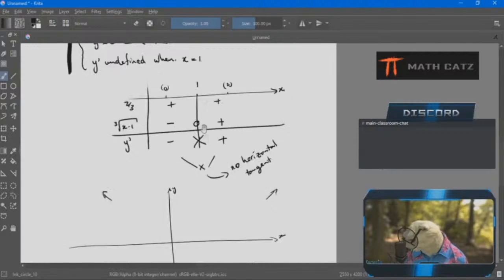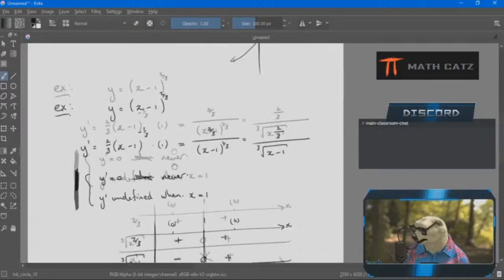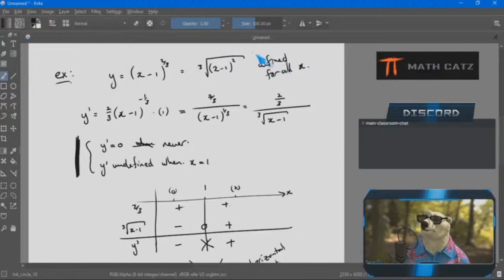I don't know where these lines are coming from. Y-intercept of 1. Let's put it over there. And obviously something is happening at 1. Something unpleasant is happening at 1. The derivative is undefined. Yet, because I can see this as the cube root of x minus 1 squared, cube root is defined everywhere, this function is defined for all x values. So the function has no problem with any x values. It's the derivative that has a problem.